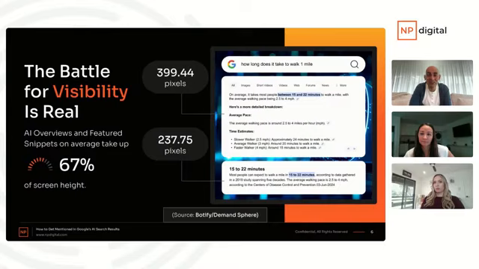The other thing that you may have noticed is visibility is becoming tougher and tougher. You do a search, when you look at above the fold, roughly 67% of the screen height is taken over by AI overviews, featured snippets, and then of course if there's paid ads above the fold as well, that pushes the organic results down. All of these things really impact how many people are going to be clicking over to your website.